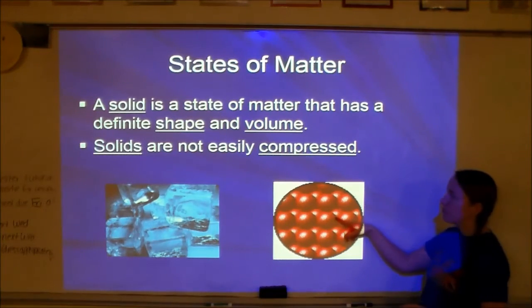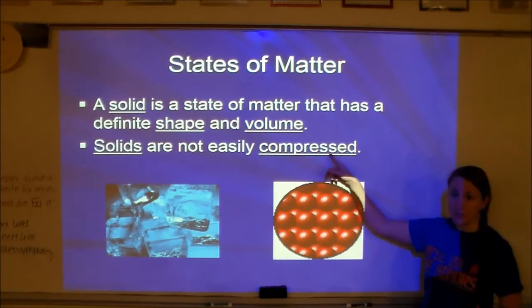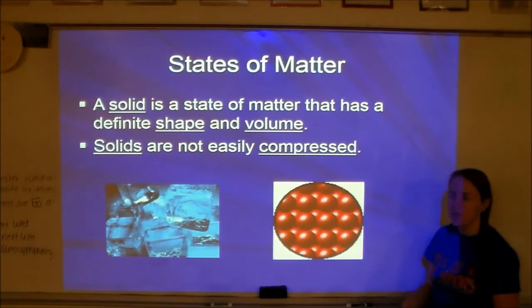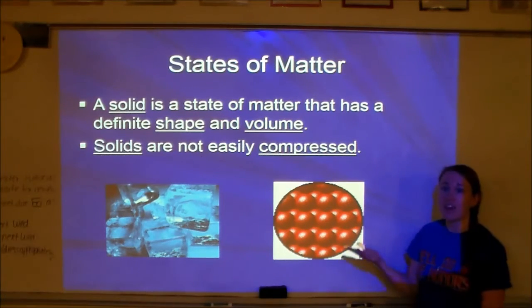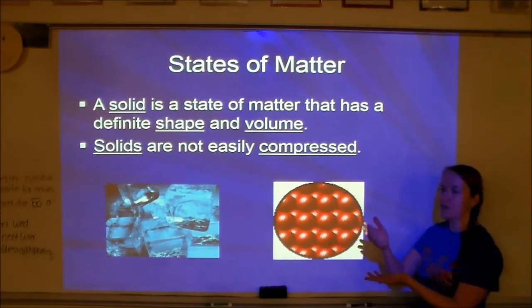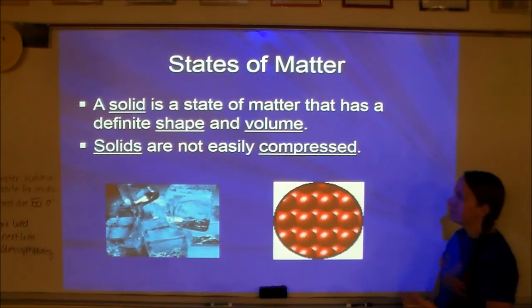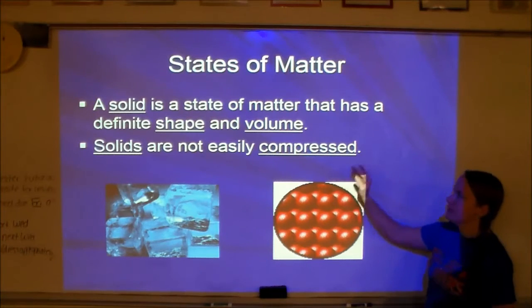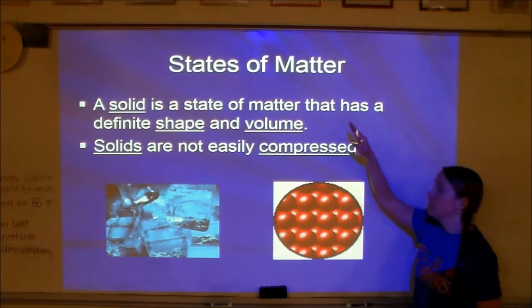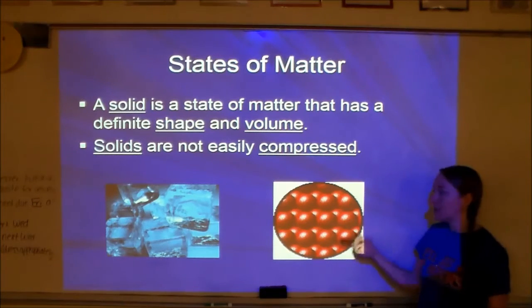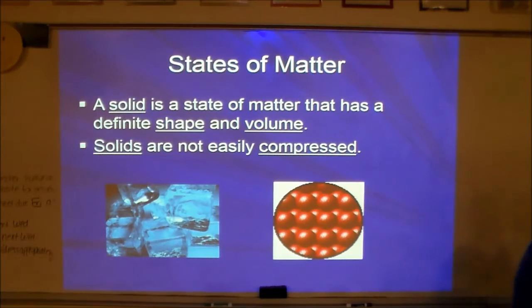Because the particles are so close together, solids are not easily compressed. Compressed is when you take something and squeeze it into a smaller area. You can't do that with a solid. Like if I get a rock, I can't say, oh, I want to make it smaller, and squeeze it real hard and make it smaller. So solid, like I said, has a definite shape and volume, can't be compressed, but the particles are moving. They're vibrating in their fixed location. Vibration is a form of movement. All right, so let's look at liquids.